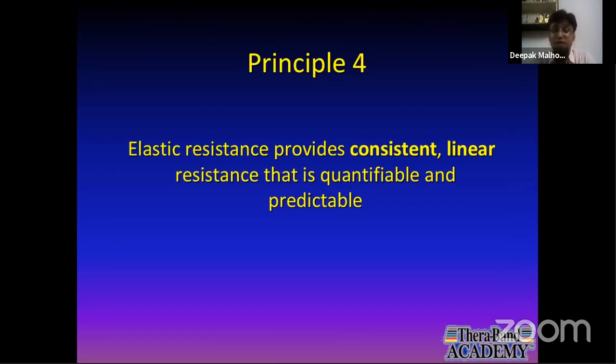So elastic resistance provides consistent linear resistance that is quantifiable. You can easily quantify it and you can predict it. It will not be unpredictable. You cannot expect the bands to behave in a very unpredictable manner, or to give some random force, specifically for Thera-Band bands, which are produced by Thera-Band Academy or Performance Health Hygienic Corporation, USA.